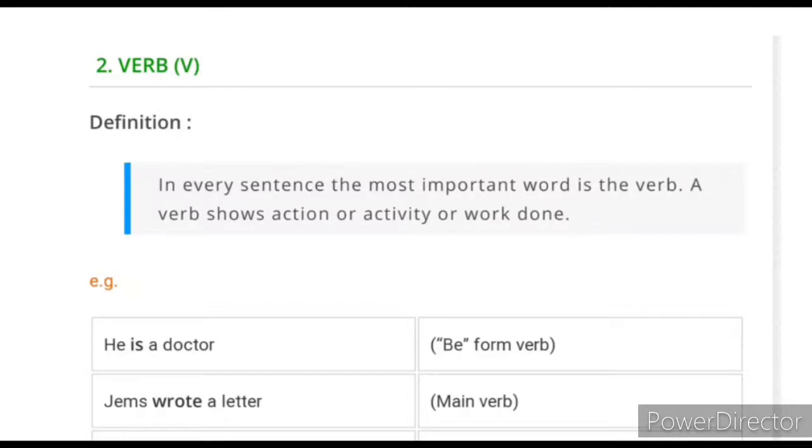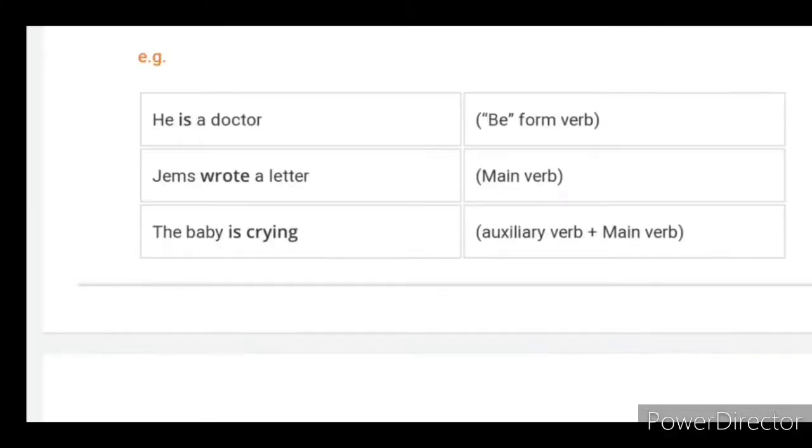In every sentence, the most important word is the verb. So we have a sentence, children, but the most important thing is the verb. With the verb only we can identify the timing sense, is it? Okay. In every sentence, the most important word is the verb. A verb shows action or activity or work done by people or someone. Okay, children, that is what the verb is. Okay, now let us see the example of verb.